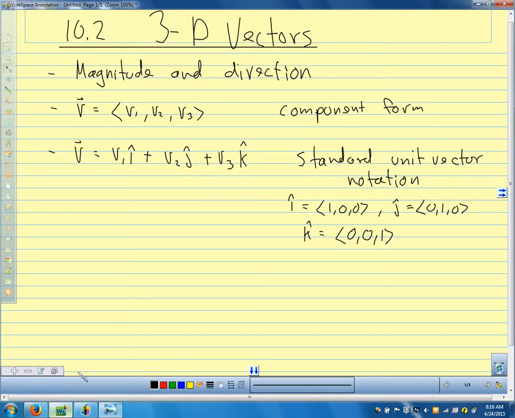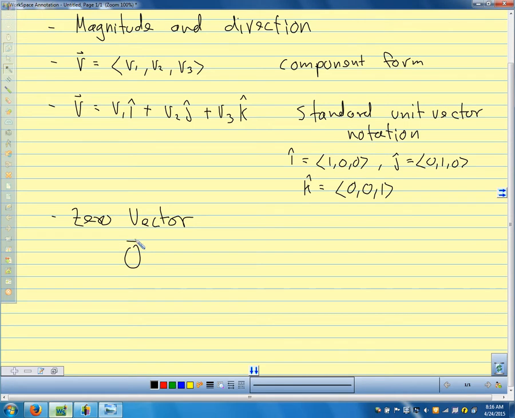All right. The zero vector. We write 0 with an arrow over it, and that vector is the vector with zeros as our components. And the zero vector does not equal the number 0. Zero vector is a vector, zero number is a number. So they're not the same thing.